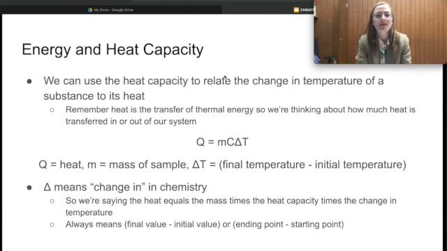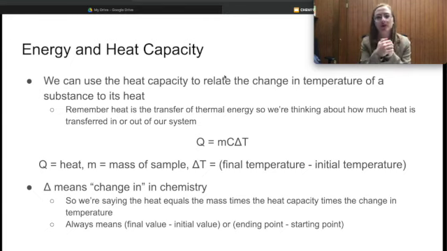The thing we're going to talk about is how energy and heat capacity relate to each other. We can use the heat capacity in relation to the mass of the substance and the change in temperature to determine the amount of heat that's been transferred in a substance. So remember, heat is the transfer of thermal energy.